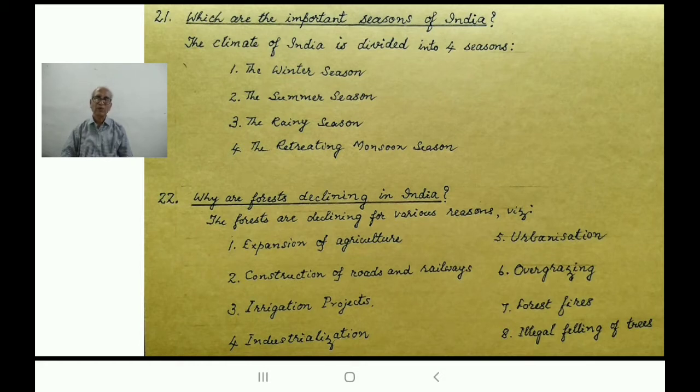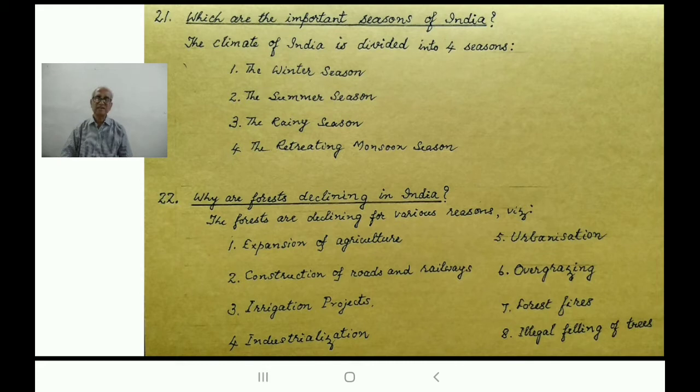Today, we have only about 15 to 20% of India covered by forests. Where are the rest of forests gone? They have declined because of various reasons. What are the reasons? You have to mention. The forests are declining for various reasons. They are, viz, I have written. Viz means they are, you can write they are.